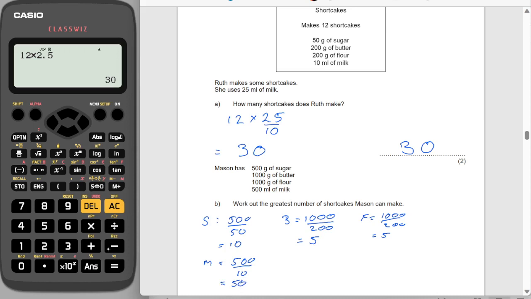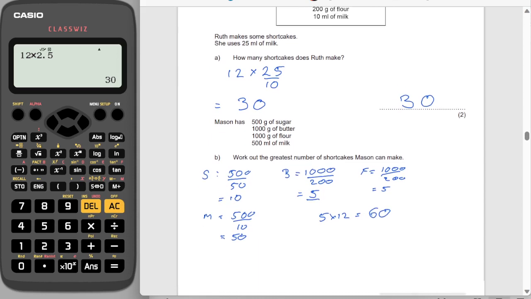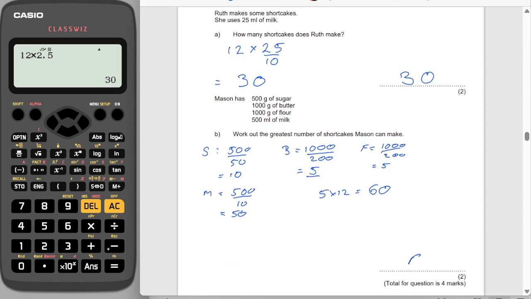So the greatest number of batches that we can make is 5 batches, so 5 times by 12, so the greatest number we can make is 60. And our limiting ingredients are butter and flour.